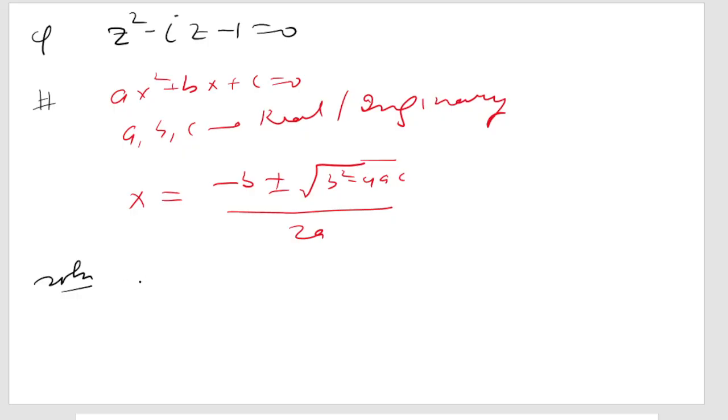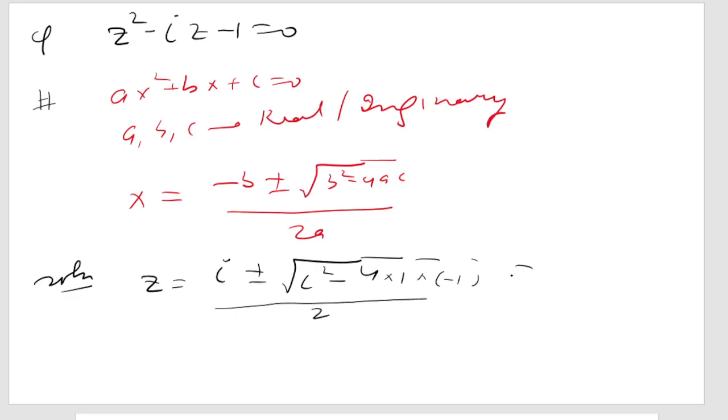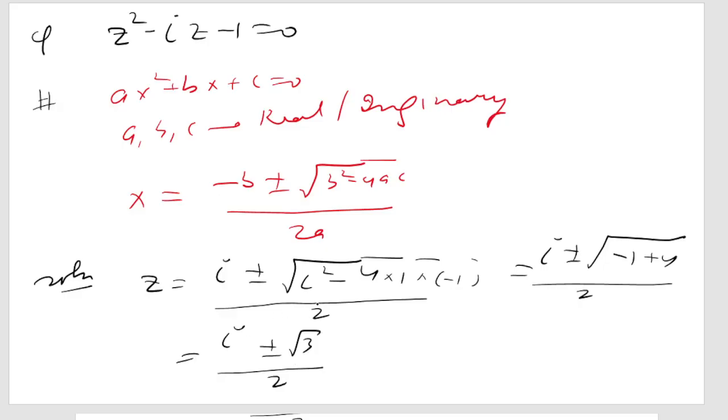So in the same way here we will apply it and solve. What is z? z will be minus b, that is i, plus minus root of b square, that is i square, minus 4ac, which is 4 times 1 times c, upon 2a. So it will be i plus minus root of minus 1 plus 4 upon 2, so we get i plus minus root 3 by 2. This is the solution of this equation.